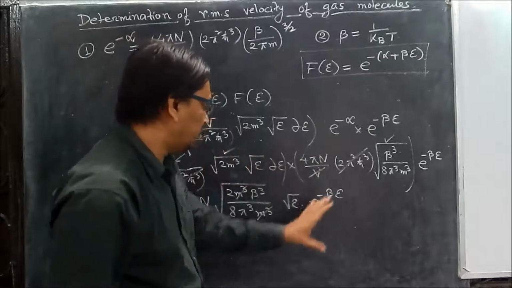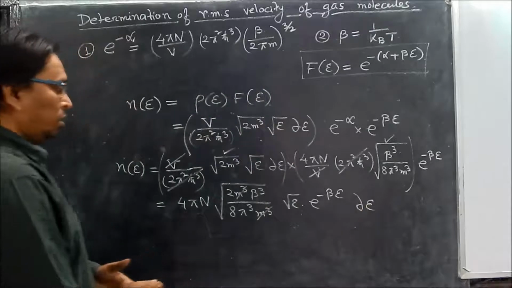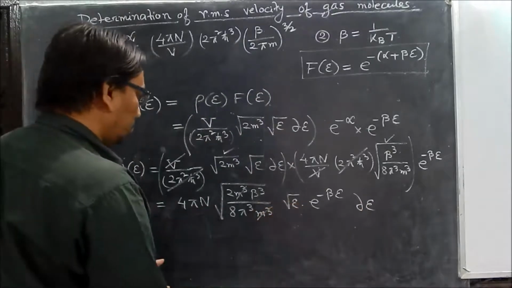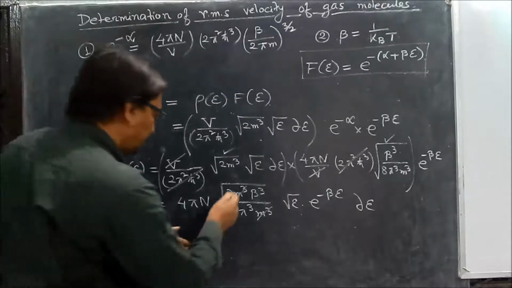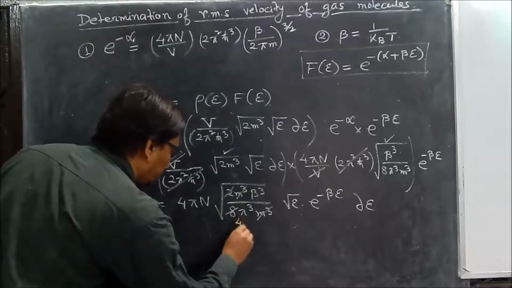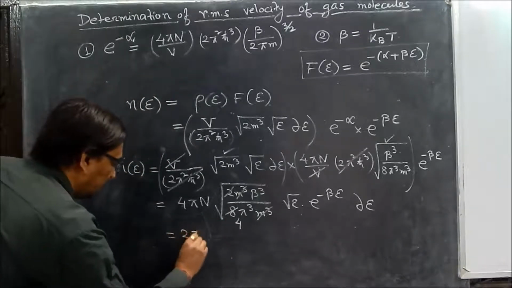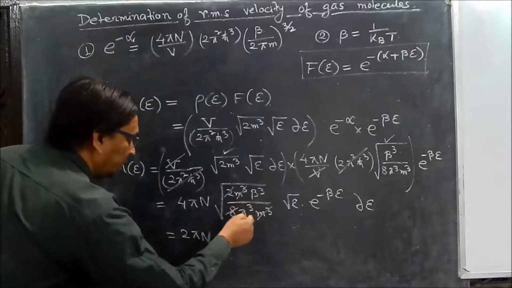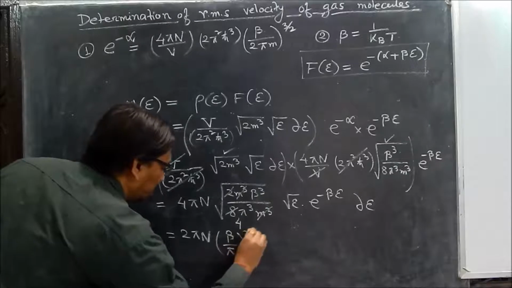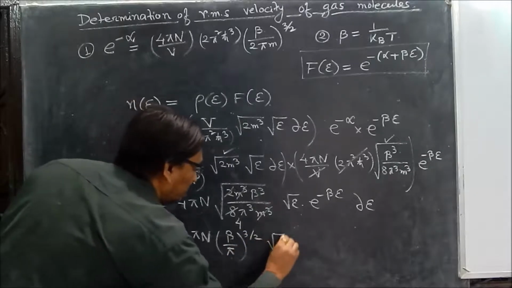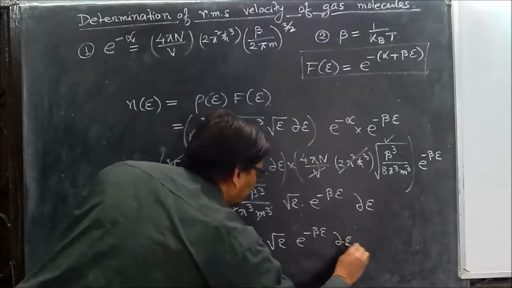So let us check whether anything is missing. Oh yes, this del epsilon is missing. Okay. So this is the number of particles having energy epsilon. If we take this, 4 and root of 4 will be 2, so divided by 2, this will be 2 pi n, and this will be beta by pi whole to the power 3 by 2, and this will be root epsilon e to the power minus beta epsilon and del epsilon. Okay.